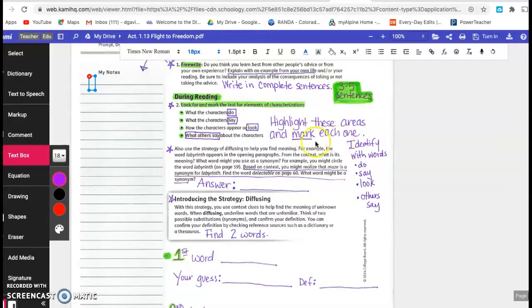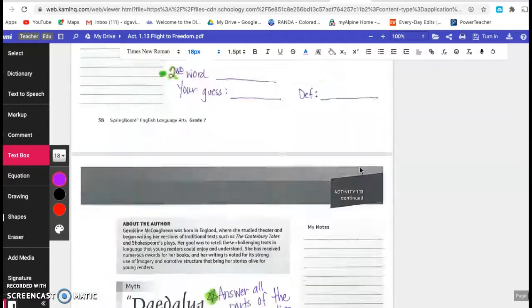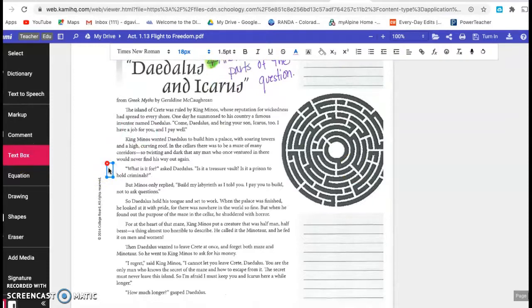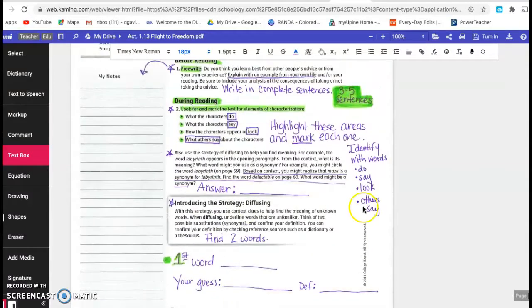It says to highlight and mark these areas and mark each one of these areas. Okay, you don't have to go through and write what the characters do. Okay, but you do need to have a key word along with your reading. Okay, for example, if I find something that the character does in my reading, I will simply create a text box and write a D for do. Okay, right there, simple as that.